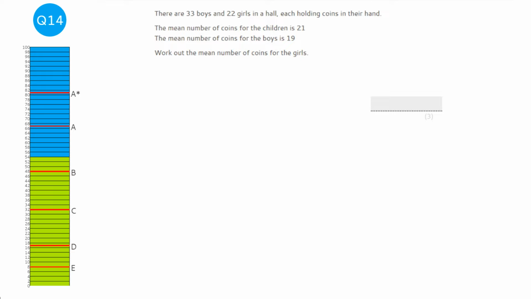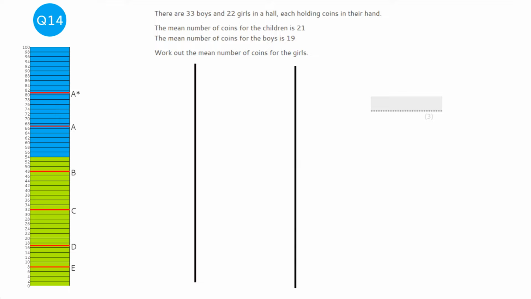Now, what I like to do with this is split my page up a little bit, and I want to tackle each bit individually. So I'm going to look at the totals first. Then I'm going to look at the boys, and then I'm going to get the answer by looking at the mean for the girls.